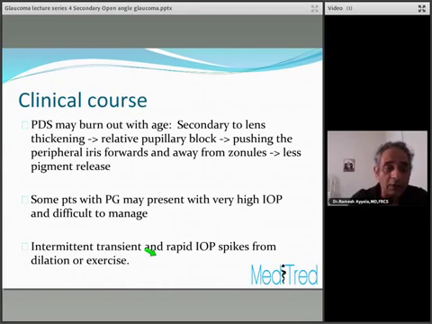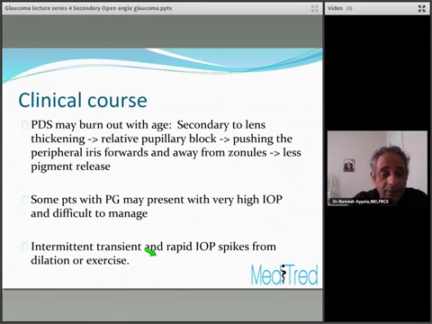So we need to follow these patients, but it is also important to notice that a lot of these patients do not develop glaucoma as they grow older. And the reason for that is the physiologic lens thickening that's happening that will push the peripheral iris away from the zonules. Some patients with pigmentary glaucoma may present with very high intraocular pressures and are difficult to manage.